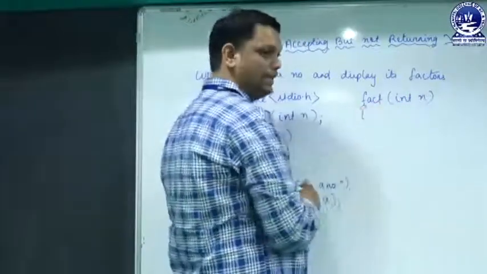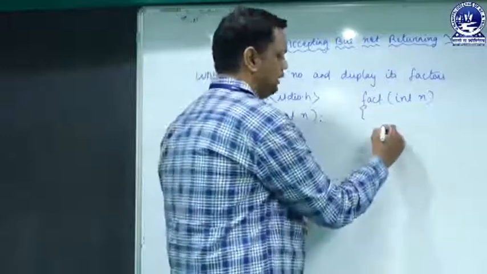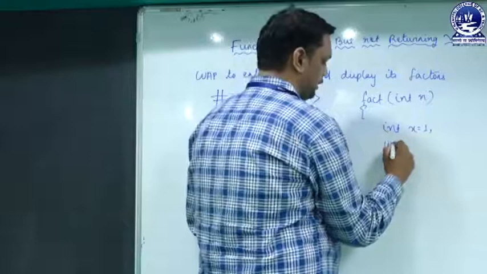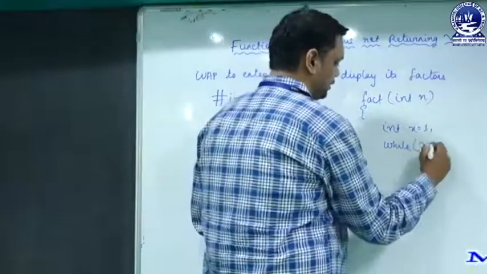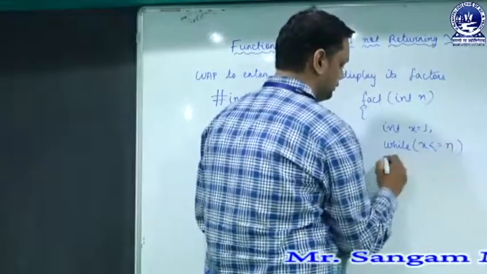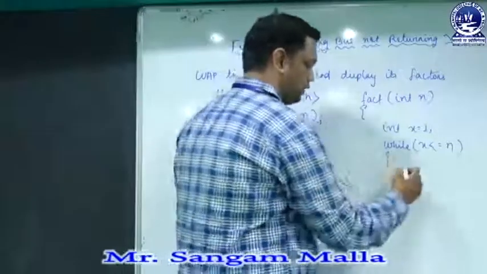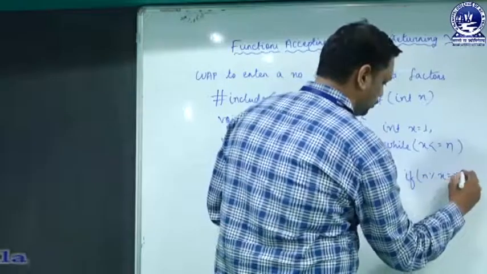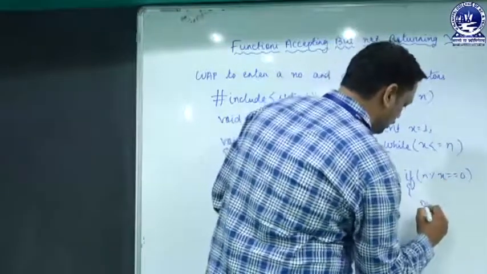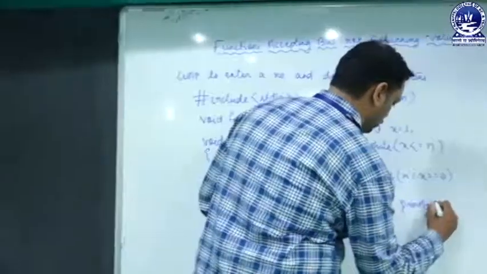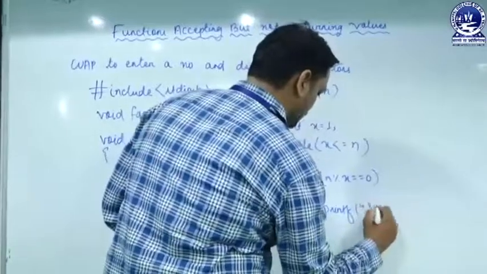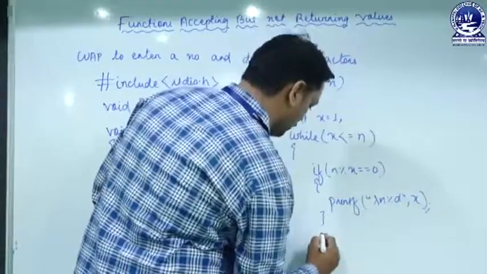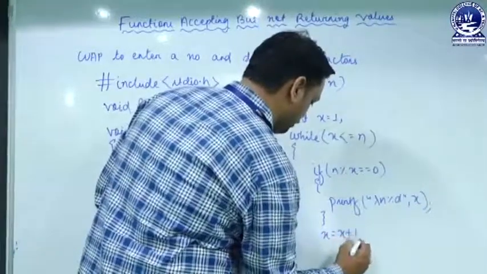So now we have to calculate the factors. Let us say I have written here int x equal to 1. Then I have written while x less than equal to n. Now if n modulo x equal to 0, it will print the value of x with printf("%d\n", x). Now x will be incremented by 1.